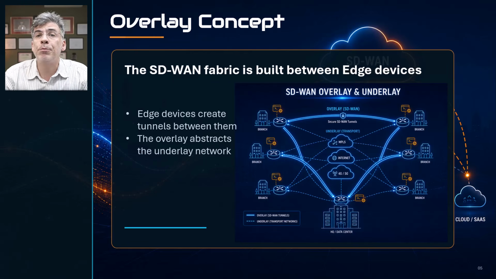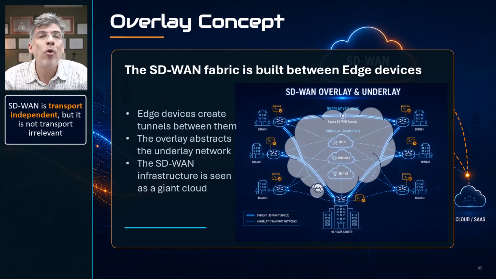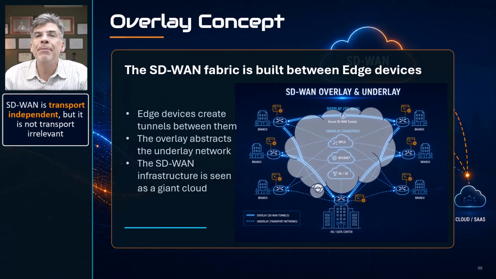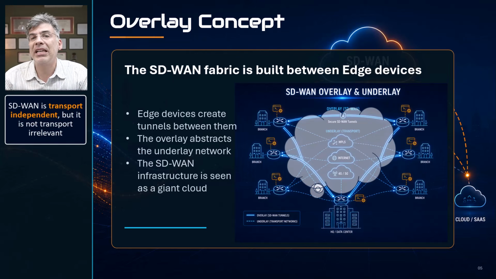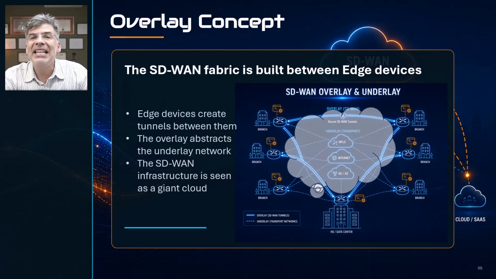So the network at each branch sees the SD-WAN infrastructure like a giant cloud, a black box that links it to every other edge device. How it gets there is up to the intelligence of the SD-WAN infrastructure itself. This is also why SD-WAN is often described as transport independent. Transport independent does not mean transport irrelevant. It does not mean that the underlay no longer matters. It means that SD-WAN can use different types of transport within that cloud network.